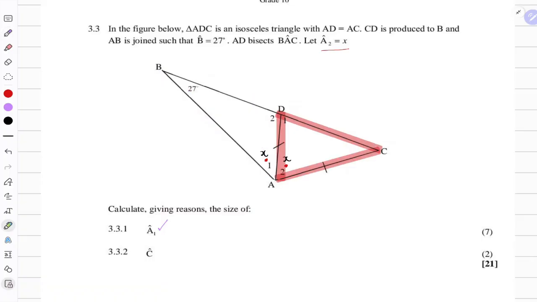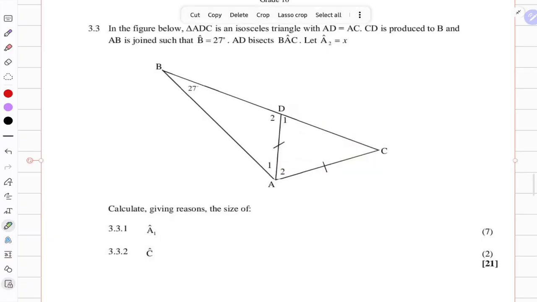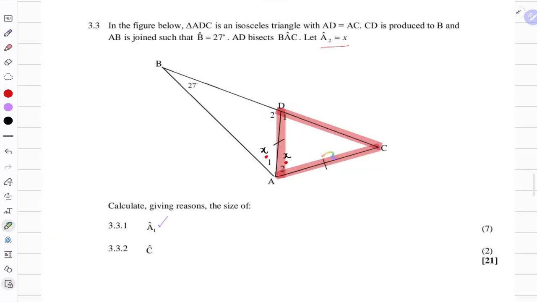We know one property of an isosceles triangle is that angles across equal sides are equal. So this angle is across this equal side, and this angle is across this equal side. So we can say that D1 is equal to C, and the reason is angles across equal sides of a triangle. And because they're equal, I'm just going to label C as D1.